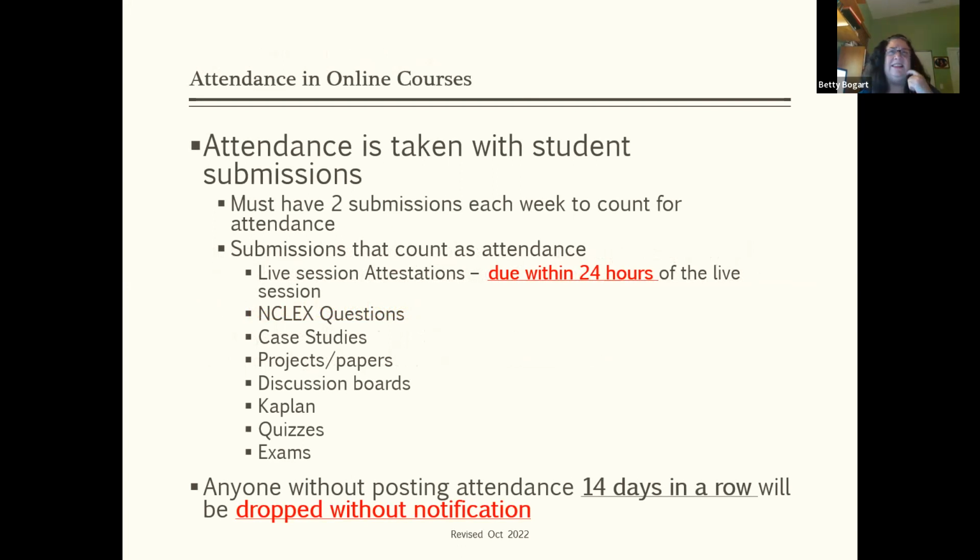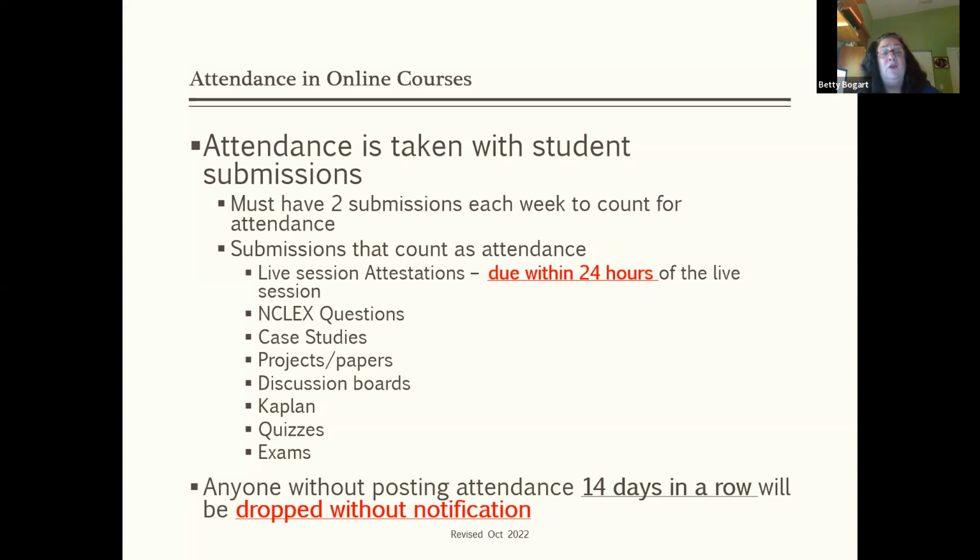So one of the things that's misunderstood in online is how we do attendance. It's not just coming to Zoom class, okay? It is you putting in your modules, your attendance attestation. That's 1 point of contact in the Canvas. This week, your second point is your NCLEX questions. Every week, there must be 2 points of contact.